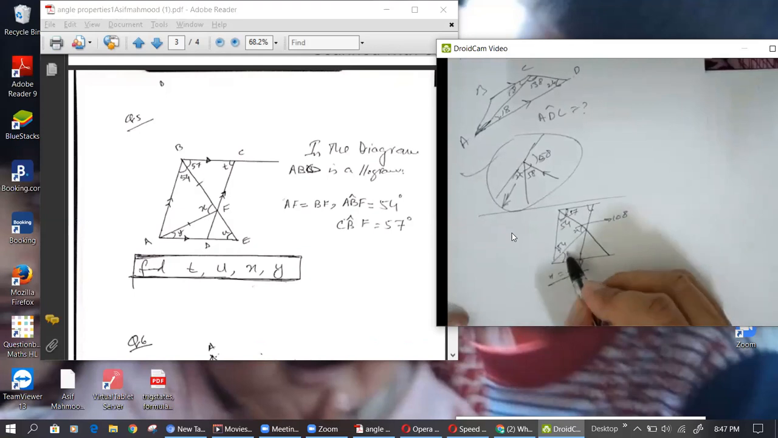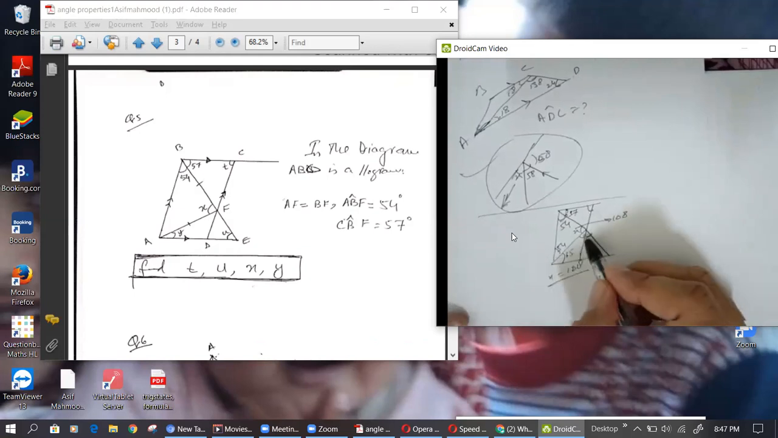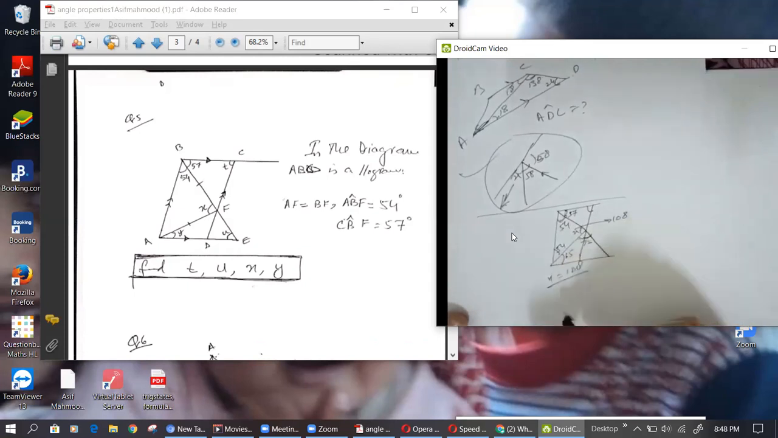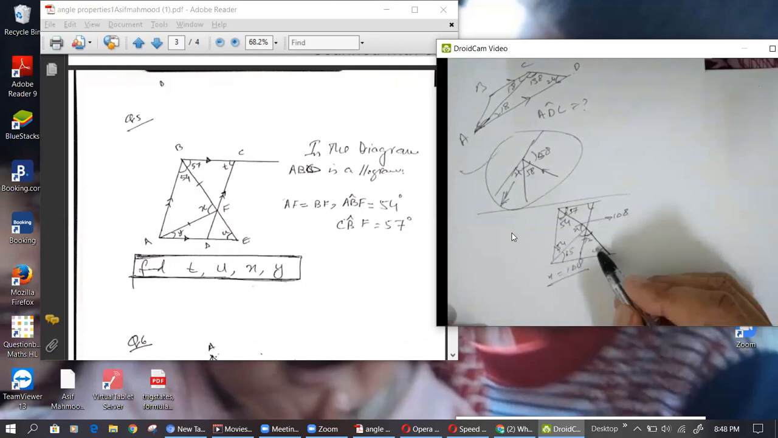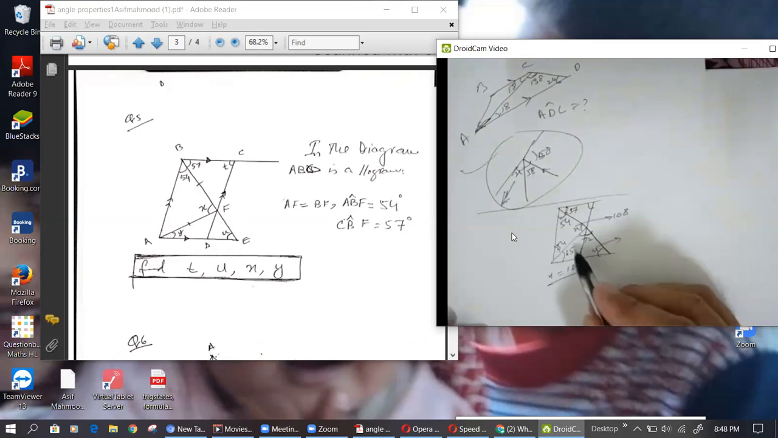And what is this? If you subtract 180 minus 108, you will get this one, right? What will it be? 72. Now find U. Easy. Like this, you have to manage the questions. Okay, so 15 plus 72 minus 180. You will get the last one. That is U.